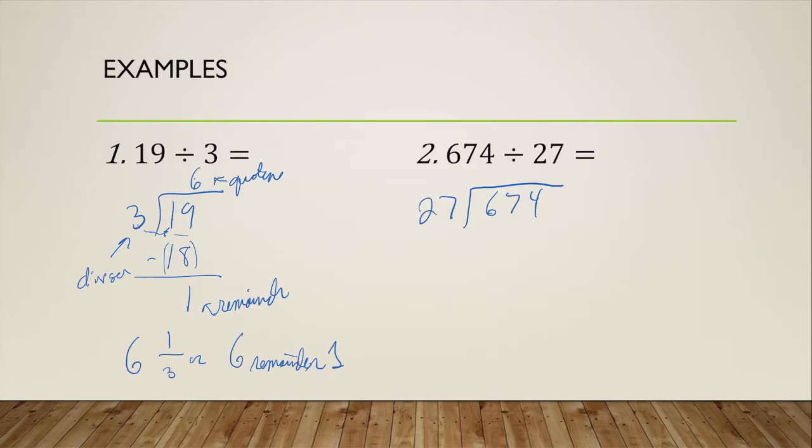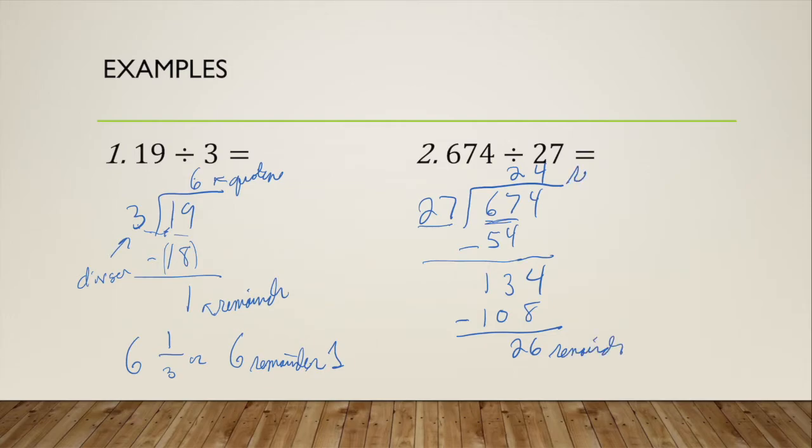674 divided by 27. Well, 27 doesn't fit into 6, but it does fit into 67. How many times does 27 fit in 67? Twice. 2 times 27 is 54. If I take 67 minus 54, that's going to give me 13. So I've got 134. Now I want to know how many times does 27 fit into 134, and I think the answer is 4. So I'm going to try that. I'm going to do 4 times 27. That gives me 108. So I subtract that. That leaves me with 26. So 26 is my remainder, and 24 is my quotient.